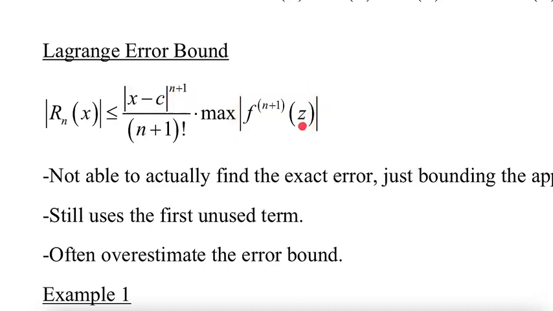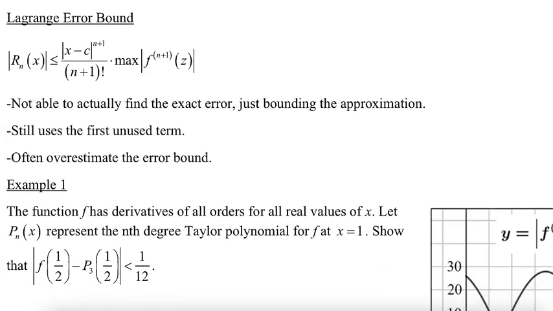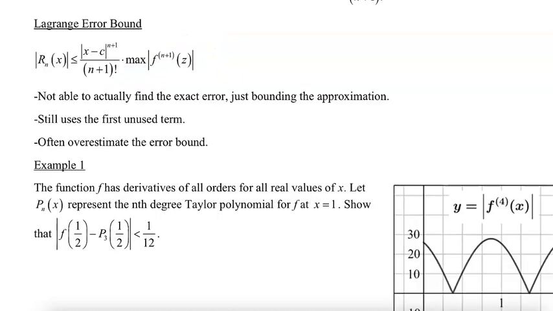The z is something that we are not going to be able to find. As far as my understanding, we do not know how to find it in mathematics quite yet. So again, we're not actually finding the x0, we are just bounding it. We will still use the first unused term, and we will often overestimate this error bound. So like if the fifth derivative was a cosine function, then the maximum of a cosine would be 1. So maybe I could use 1 in this place right here. Different situations will call for different things.